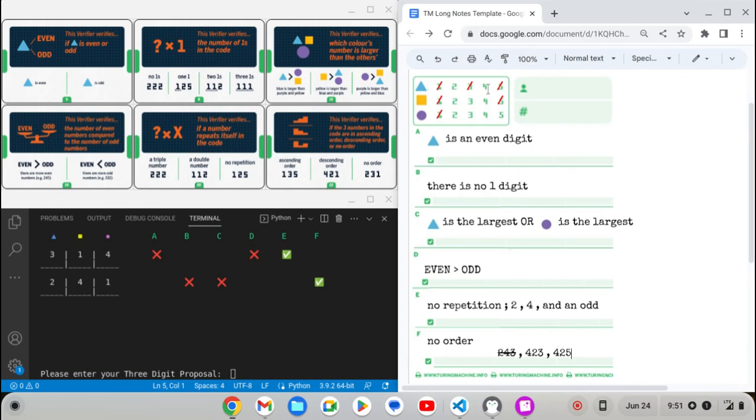Let me think about this. So no 2, 2, no 2, 3, no 2, 4, 3, because that's the largest. Okay, so it can't start with a 2. So it's a 4. So it's either the odd is in the middle or odd is at the end. So it can't be 4, 3, 2. And it can't be 4, 3, 4. So it can't be 4, 3.